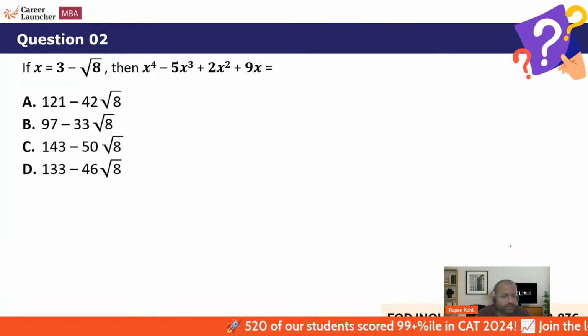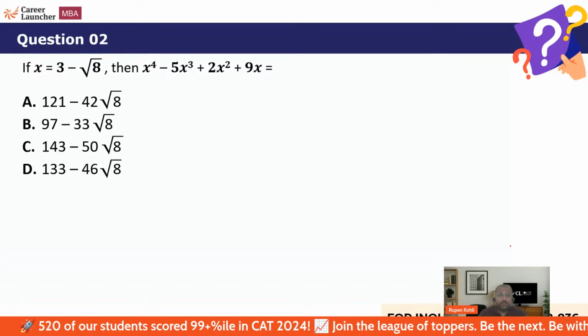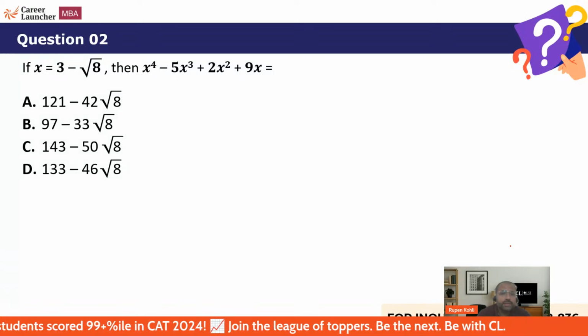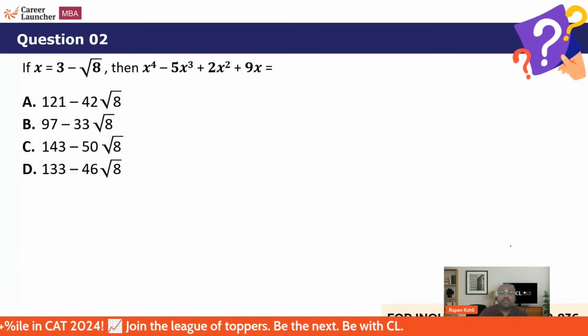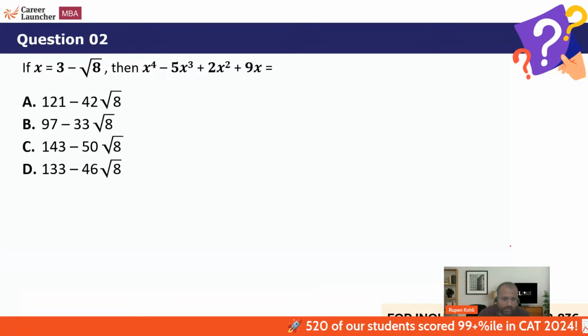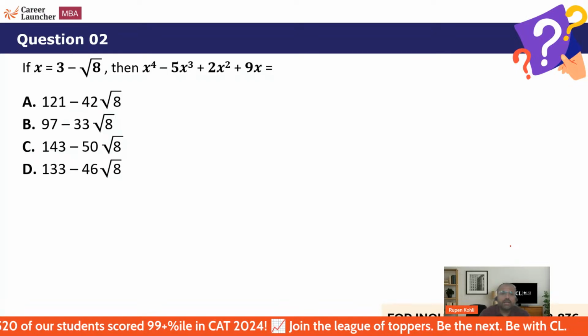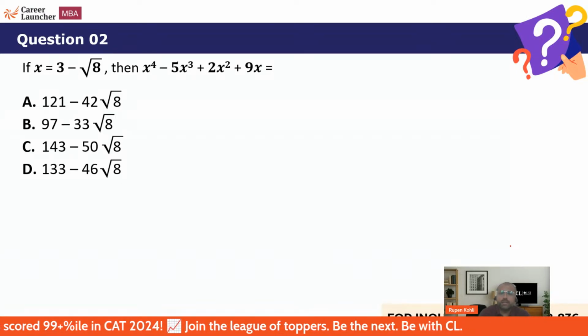Now, x equals 3 minus the square root of 8. Once again, we are given that value of x, but this time the expression whose value has to be computed is not of the previous type. It is something else. It's a polynomial of fourth degree. Now, obviously, this question requires a different kind of approach, right? The previous approach was for that particular situation.